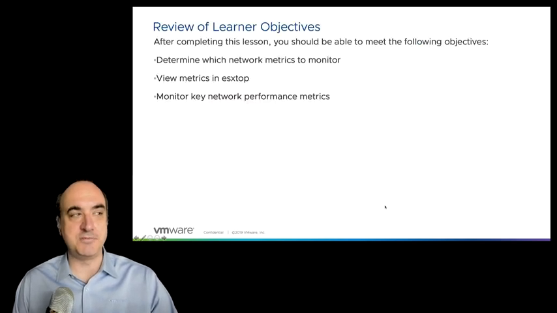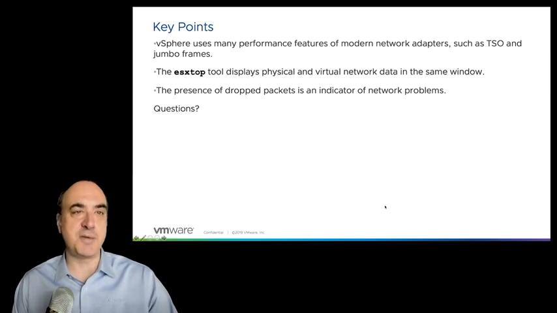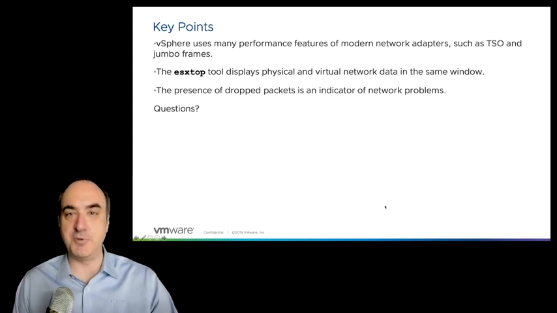So in this lesson, we determined which network metrics to monitor, the metrics in ESX top, and to monitor key network performance metrics. And in this module, we saw that vSphere uses many performance features for modern network adapters, TSO and jumbo frames, for example. And the ESX top tool displays your physical and virtual networking data all in the same window. And the presence of dropped packets is an indicator of networking problems, right? The things you don't want to have. You want your network dropped packets to be zeros. Anything that's non-zero is a problem.